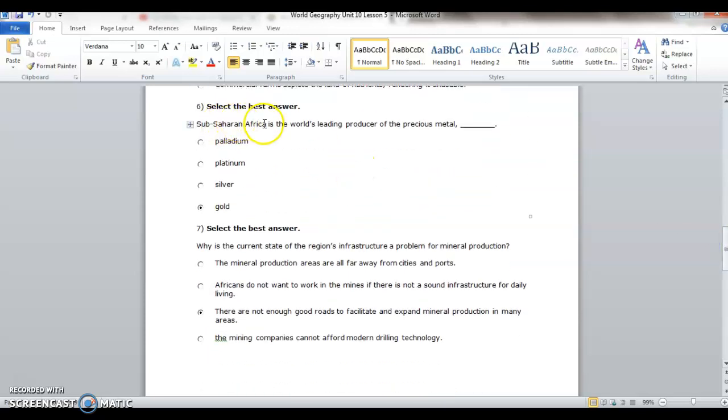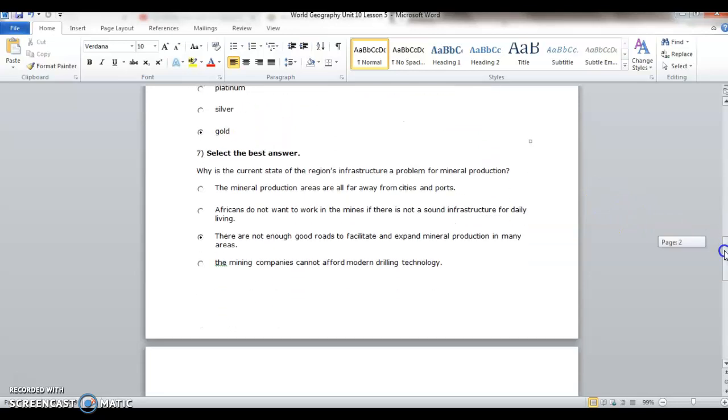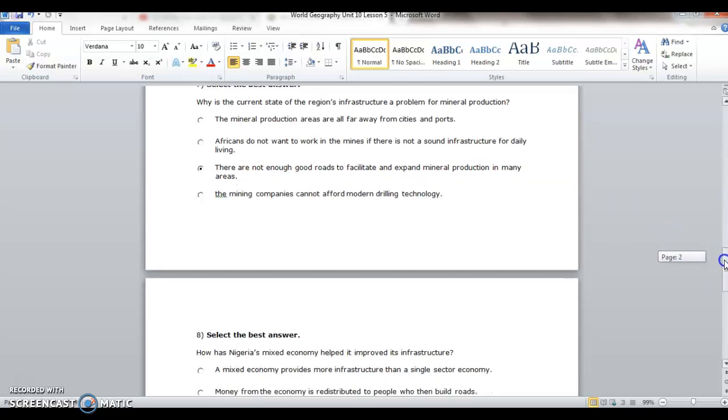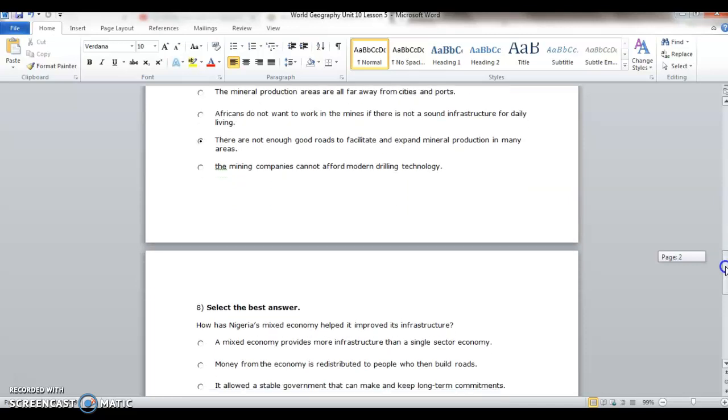Number 6, sub-Saharan Africa is the world's leading producer of the precious metal gold, which we have said has been going down in recent years due to the cost of mining production. Number 7, why is the current state of the region's infrastructure a problem for mineral production? Well, there are not enough good roads to facilitate and expand mineral production in many areas. Also, as stated in the paragraphs, the rivers have limited long-distance selling and production.